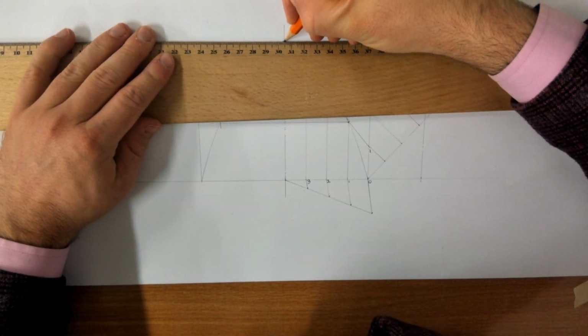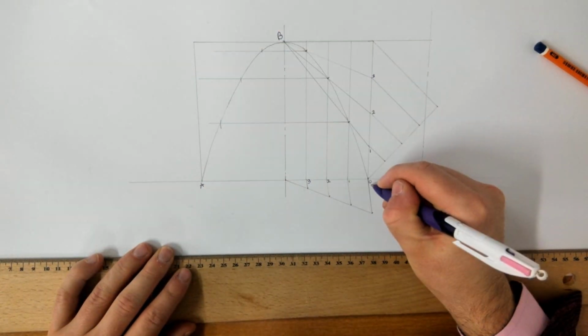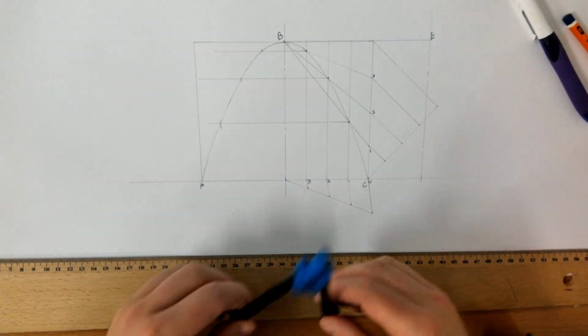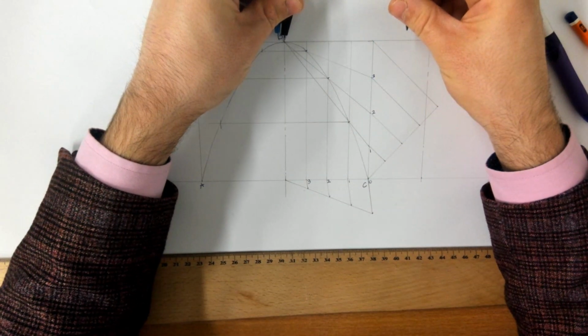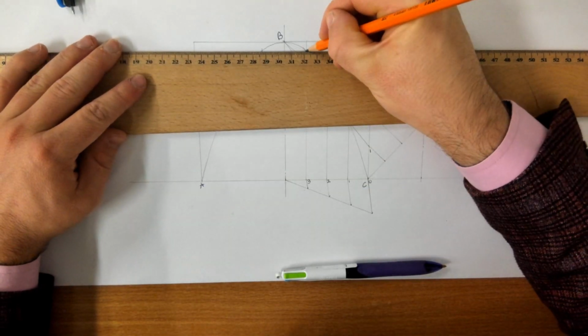So the height is the same as B. So that's B, A, C, and E. Now we're going to take our compass and set it to the distance between B and E. And we're just going to bring these lines across.